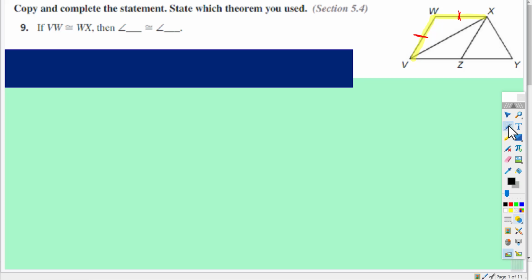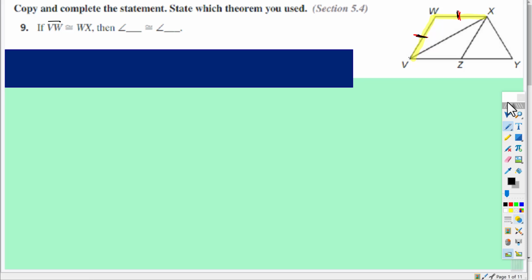Okay, so copy and complete the statement. State which theorem you use. Okay, so look at what we have. We have a segment, which there should be, the software doesn't do it. VW is congruent to WX. So right here I have highlighted VW is congruent to WX right there. So look at what we have.